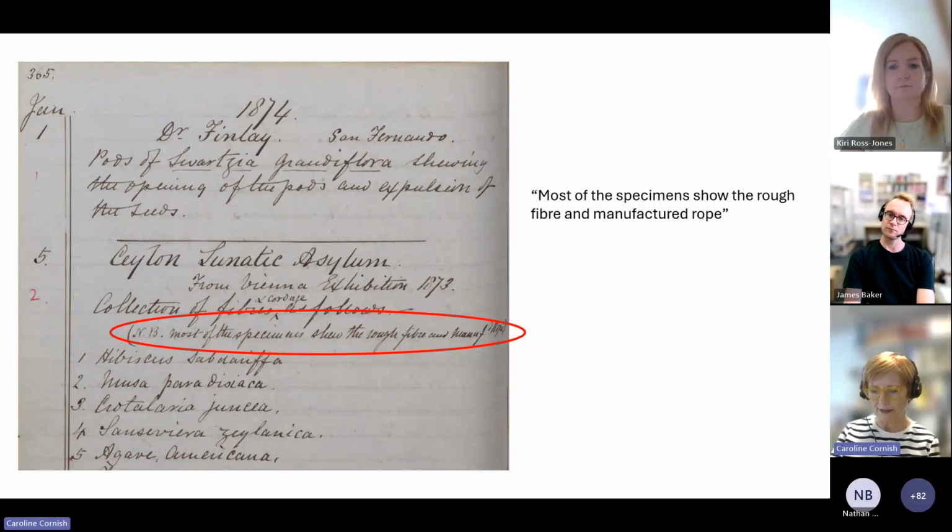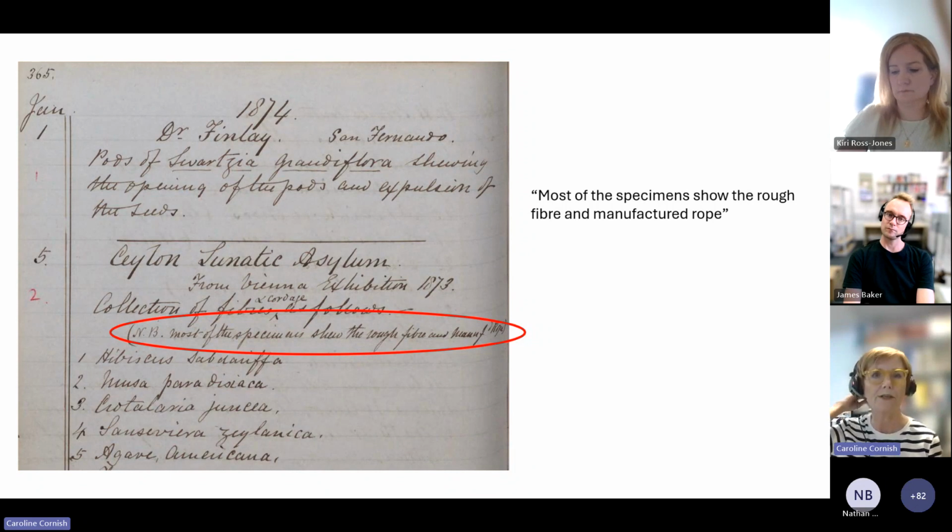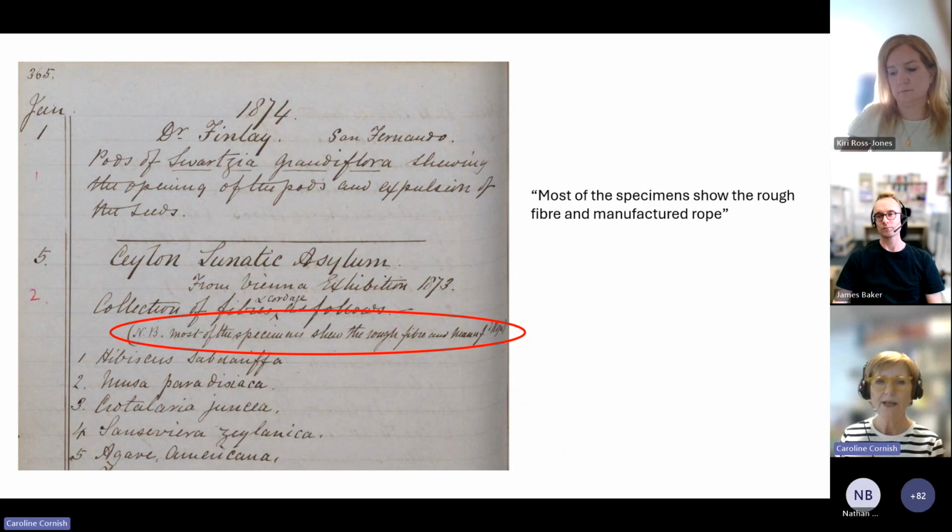And it's significant that the fibres were presented to Kew in their raw condition and in the various stages of their preparation and manufacture. And you can see again from that excerpt here from the accession register that this detail was reprised by John Reader Jackson, the curator of the Kew Museum, when he accessioned the fibres. And he writes here, most of the specimens show the rough fibre and the manufactured rope.